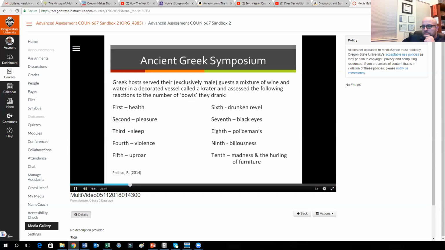The first 3 were considered the choice of the individual. So the first bowl was for health, the second for pleasure, and the third induced sleep. After that, it was said that the individual no longer had control. So the 4th bowl belonged to violence, the 5th to uproar, the 6th to drunken revel, the 7th to black eyes, the 8th belonged to the police, the 9th led to biliousness, and the 10th led to madness and the hurling of furniture.